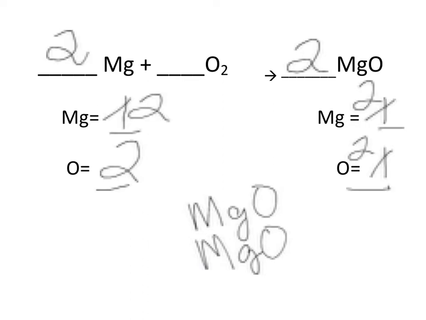Now our equation is balanced. 2 magnesiums on this side, 2 magnesiums on this side, 2 oxygens on this side, 2 oxygens on this side. So what we did was just change how many magnesium atoms are taking part in this reaction.